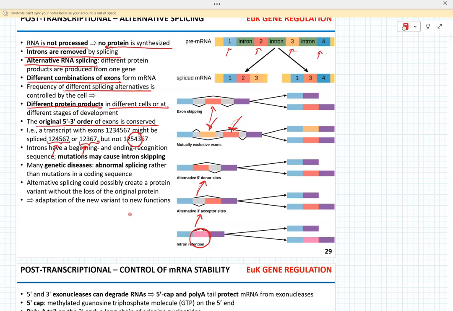Now we mentioned that the start and the end of the intron are highly specifically recognized by the spliceosomes. If these sites contain mutations, that may lead to the skipping of introns. Intron skipping results in various genetic diseases. In many cases, it's an abnormal splicing rather than the variations in the coding sequence.